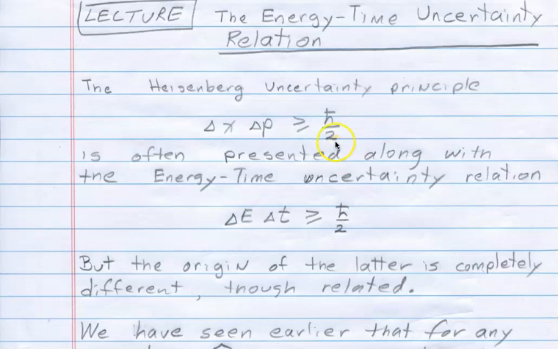But we've already seen these, where of course the deltas are the uncertainty in position and uncertainty in momentum in the Heisenberg principle, and the delta E is the uncertainty in a measurement of the energy, and the uncertainty in the time that measurement was made is given by this relationship. They're often presented together in very similar fashion. But really, the energy-time uncertainty relation is completely different in character, although it is related. Okay?